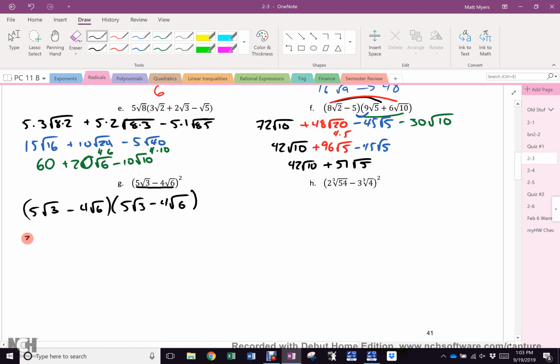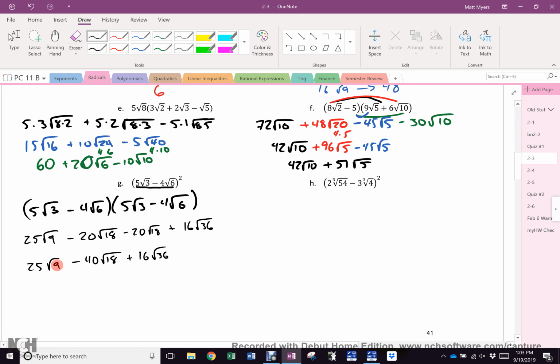What's the first one? 25 root 9 minus 20 root 18 minus 20 root 18 plus 16 root 36. Can I do any simplifying now? Some of you will want to simplify these 18s, but I wouldn't yet. Why? Because I'd put them together first, so I only have to simplify once. 25 root 9 minus 40 root 18 plus 16 root 36.